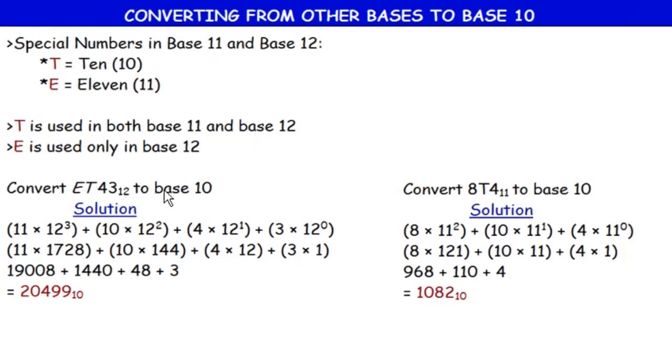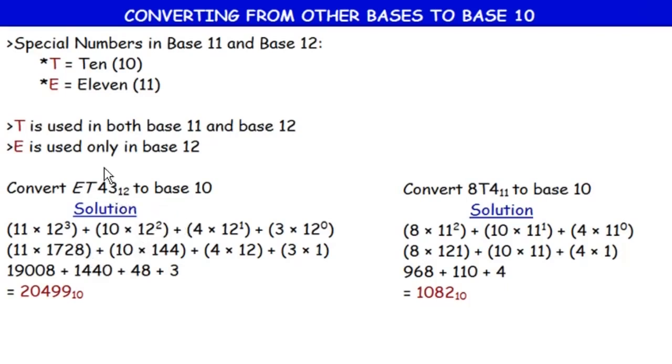So let's look at this example here. We have to convert ET43 base 12 to base 10. When you see something like this, E represents 11 and T represents 10. But then we couldn't have written it as 1 1 1 0 4 3. Otherwise we wouldn't know whether it is 1 as a digit and then 0, or 10 as a single digit. I believe you get it.